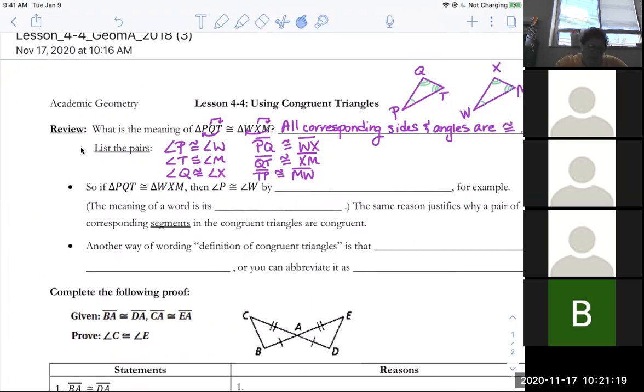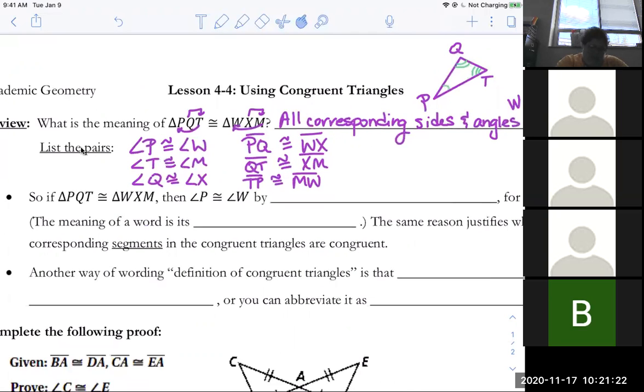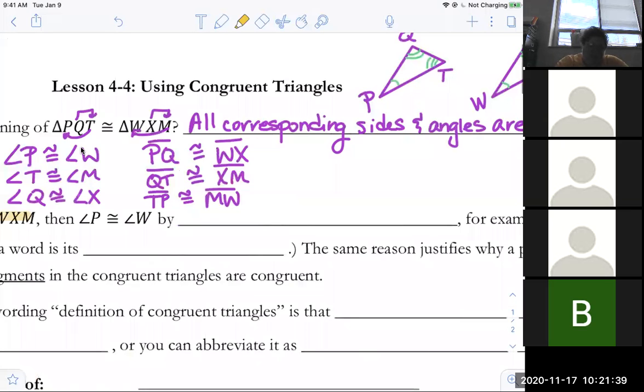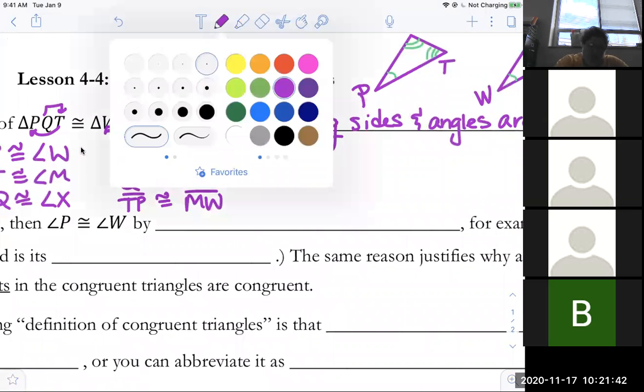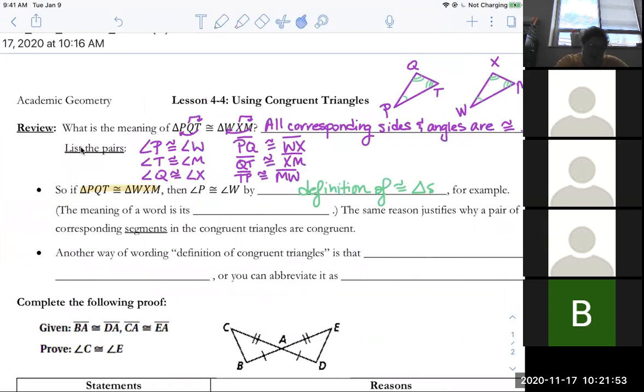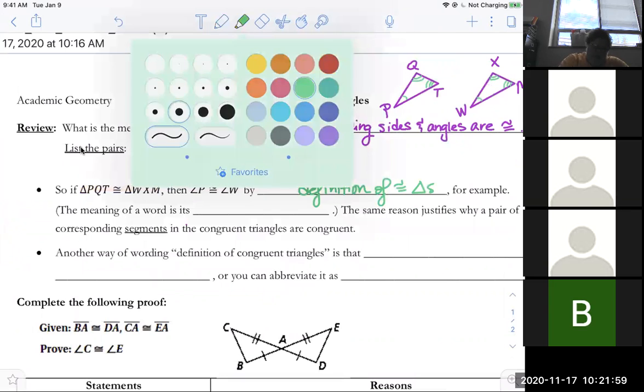So if I gave you this congruent statement here, then it says angle P is congruent to angle W. The reason that you know that those are congruent is because the meaning of the word congruence is that everything matches up to be the same. So it's the meaning of the word, that means it's the definition. The reason that we know that all those parts have to be the same is because that's what it means for triangles to be congruent. It's the meaning of the word, which is the definition.